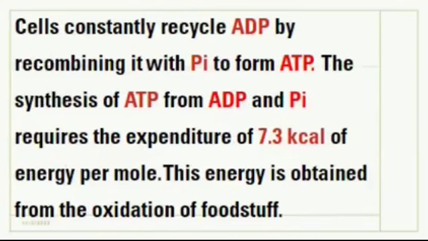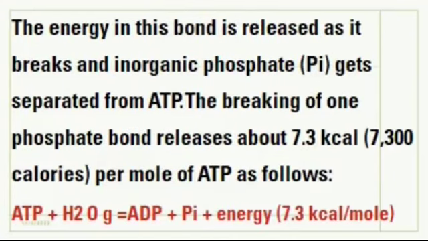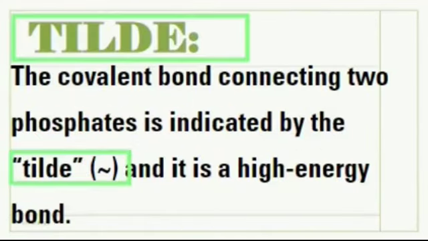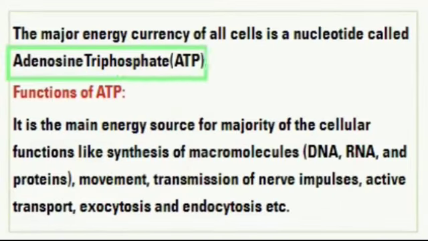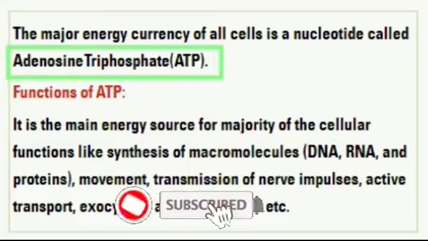The one important MCQ in it is: how much energy is released when one phosphate group is separated from ATP? The answer is 7.3 kilocalories per mole. The second important MCQ is: what is tilde and what is its sign? And the third important MCQ is: ATP stands for adenosine triphosphate.